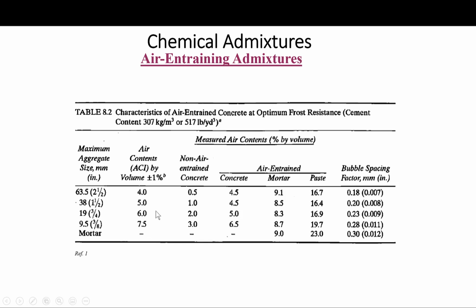Here are the air volume contents, as per SEI. This is the air content for non-air-entrained concrete. You see we said it increases it by 3 to 4%, as I mentioned. And here is the measured air content, percent by volume. This is of the concrete volume, here of the mortar volume, and here is the paste volume. And here it shows the bubble spacing factor. You see how it increases. This I will define in a couple of minutes.